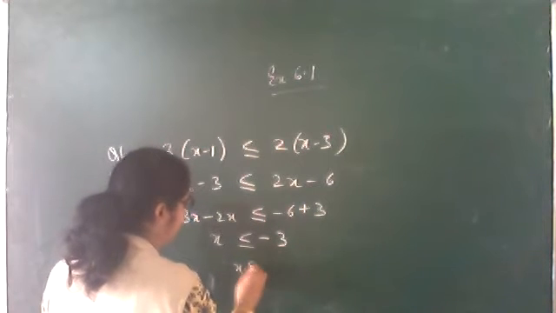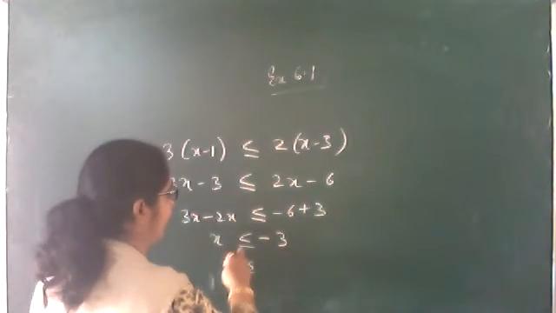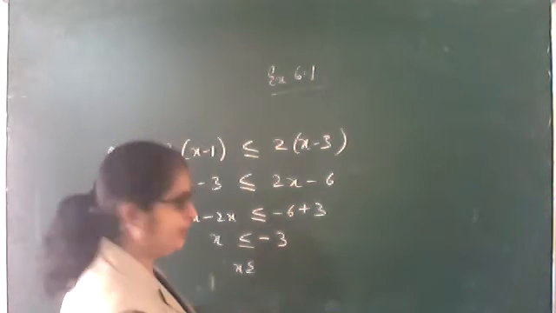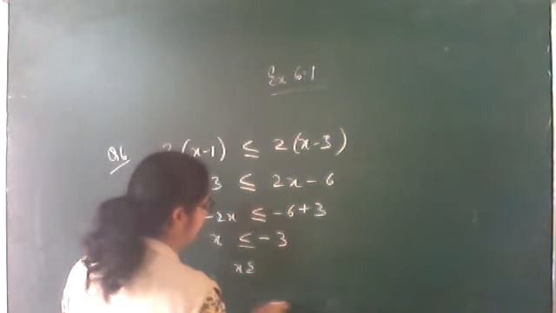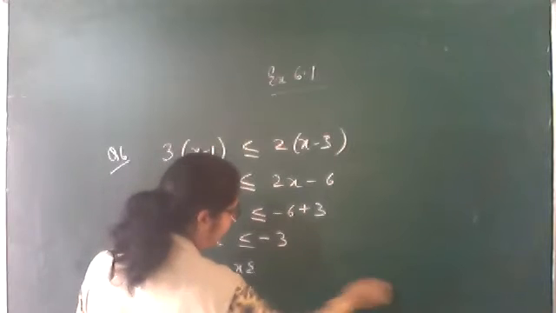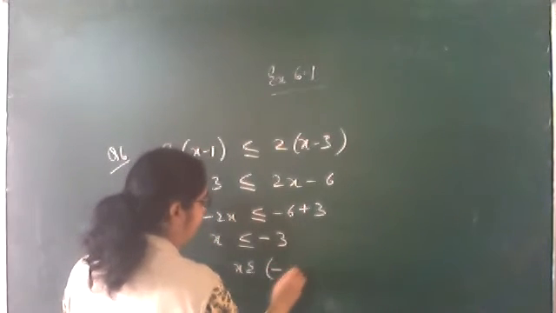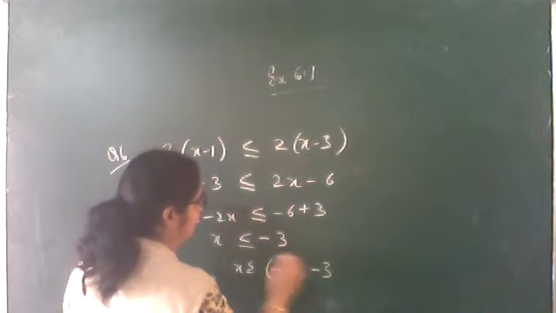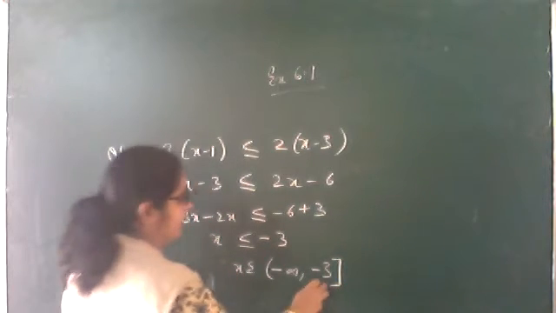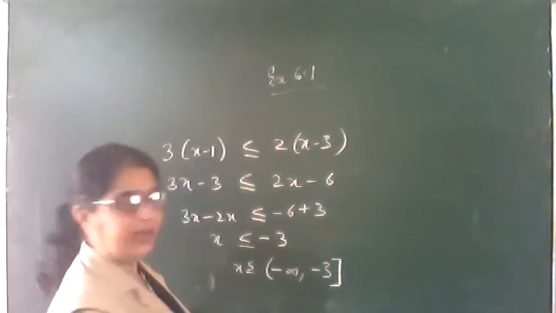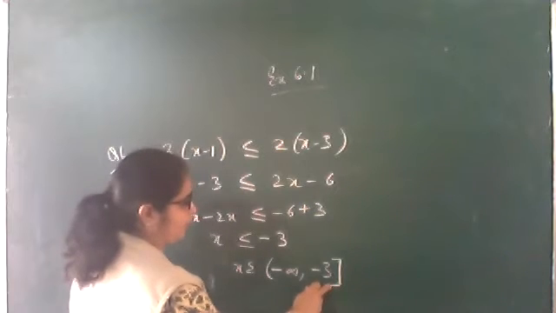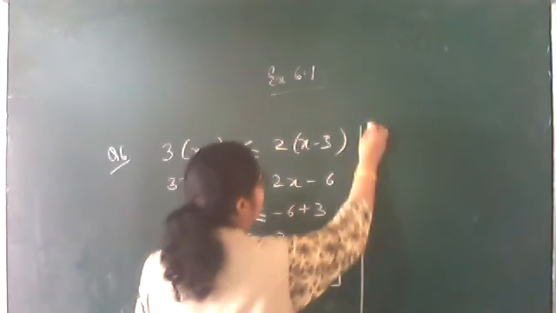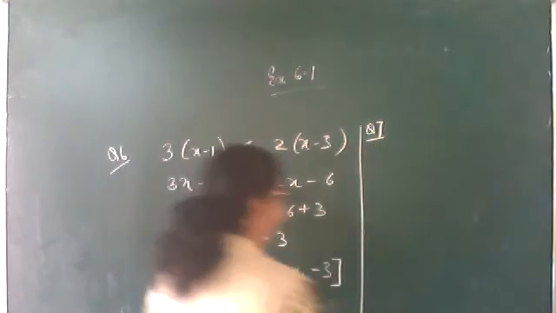So x belongs to what? x belongs to less than minus 3. Anyone who can tell? Less than or equal to -3, smaller than -3, so will we go this side or that side? Minus infinity to -3, x is less than or equal to -3. Clear? So -3 will be included here. Why have I written this square bracket? Because the equal to symbol is here. Clear? Then come to question number 7.